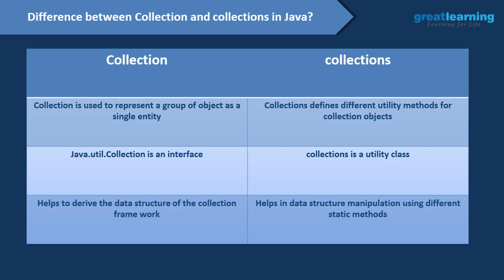Collection helps to derive the data structures of the collection framework. We will see later in the section how it helps with data structures. And Collections gives us static methods that help us manipulate collections. What is a static method? A static method is very memory efficient, and it can be accessed without class instances. Even if you don't have a class instance, you can call those static methods, okay? A static method can change the value of static data members and access them. So this is all about the difference between Collection and Collections.